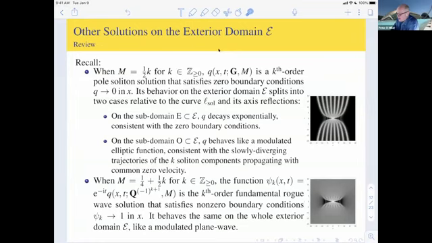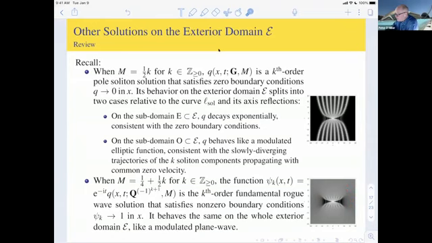All right. Then on the other hand, when m is off by a quarter from a half integer, we're in the rogue wave case. If we renormalize with the exponential factor and put in the right Q to get a fundamental rogue wave, then this is the kth order fundamental rogue wave solution. It satisfies non-zero boundary conditions: this psi k goes to 1 as x goes to plus or minus infinity. And it behaves exactly the same way on the whole exterior domain E, just like a modulated plane wave. So that's the outside of this picture over here.